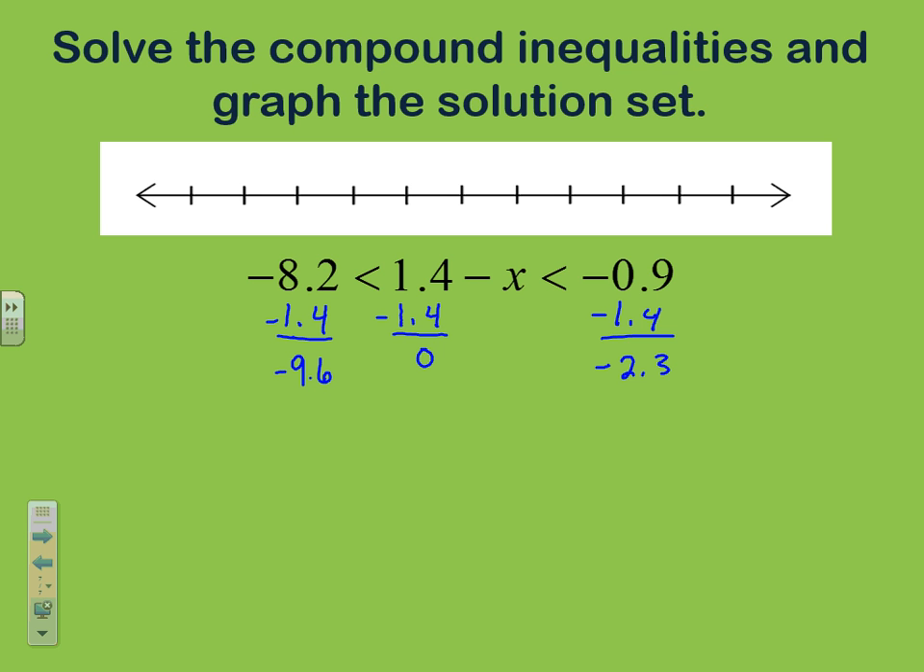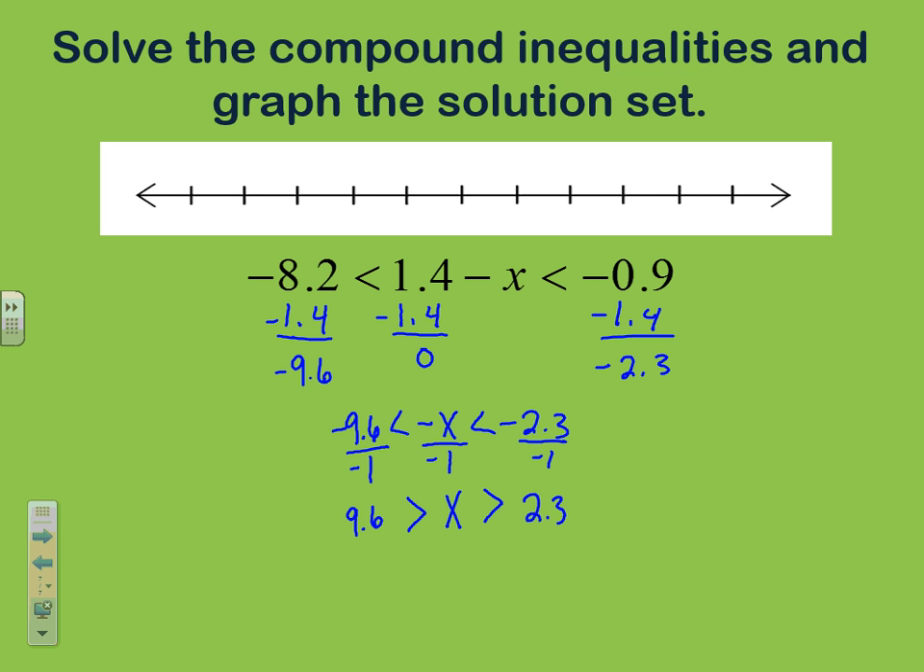So rewrite the problem with what we've changed. We have negative 9.6 less than negative x, which is less than negative 2.3. At this point, we're really dividing by a negative 1 in order to get a positive x by itself. Because I'm dividing by a negative number, the inequality symbols must change directions. So I have a positive x in the middle of it, and I'll have a positive 2.3 on the right, and a positive 9.6 on the left.